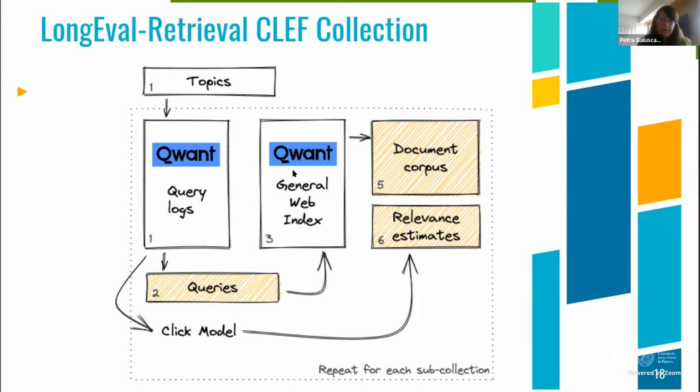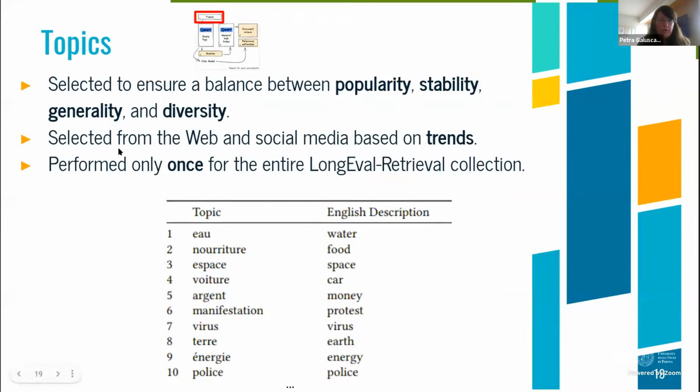Then we have the Qwant index, and we mine the documents from the index which were displayed for the queries which people asked. So we know what kind of documents were displayed by Qwant, and we would like to provide these documents in the collection. So based on that, we create a document corpus, and we also build the relevance estimates based on the clicks, based on the click model. So I will go in detail in each of these parts.